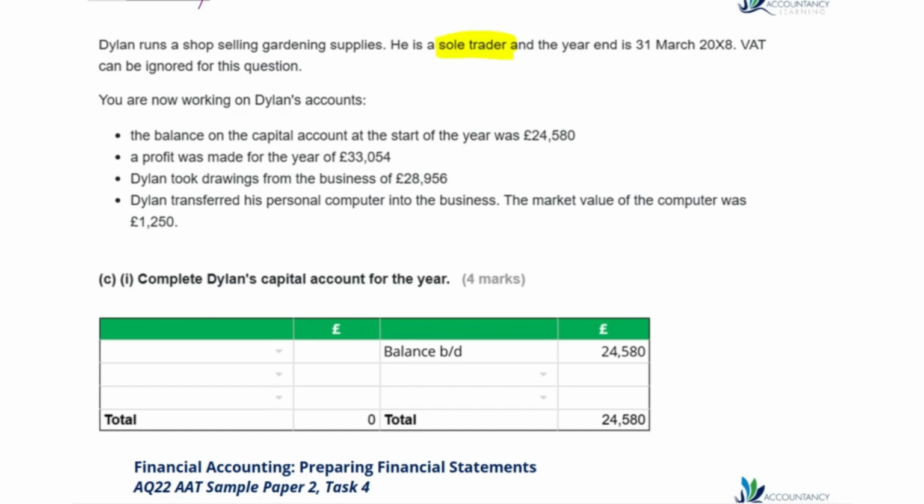So sole traders only have a capital account. In partnerships, you have a capital account and a current account, but sole traders, you only have a capital account. So the balance for the year is already in the table for us. So the profit, so when the business has made a profit, it means that the business is going to owe that to the owner. So that's going to be a liability of the business. So it's going to be on the credit side.